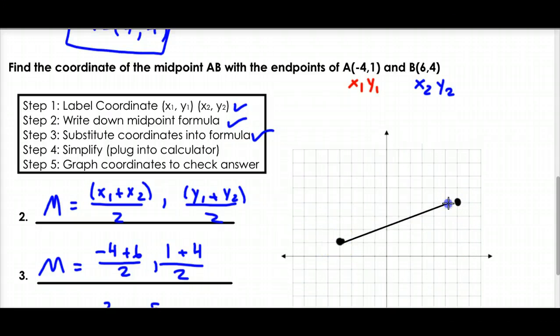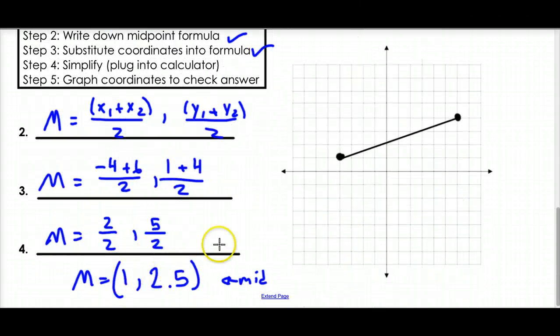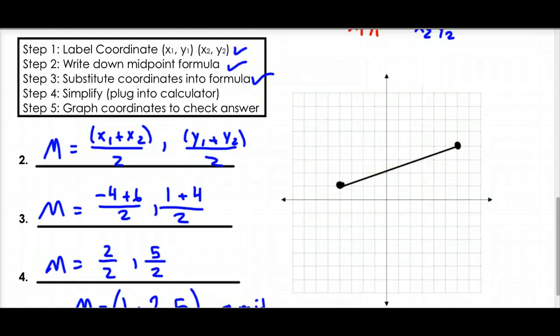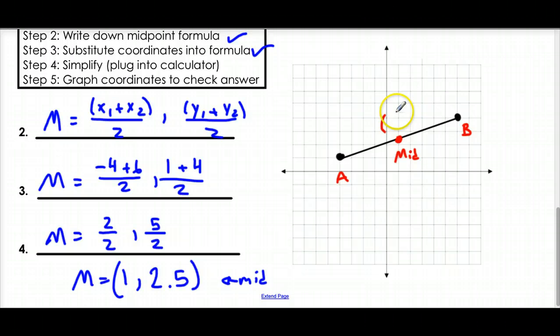Now we're predicting that our midpoint should be at 1, 2.5. Let's see if that's the case. So if I go over 1 and up 1, 2.5, which is right here, looks good. That's my point. And does that look like it's right in the middle? Besides my crappy points that I drew, yeah, that looks like it's in the middle. So this is A, this is B, and this is our midpoint. Right over here at 1, 2.5. So decimals are okay. Don't freak out if you get a decimal.